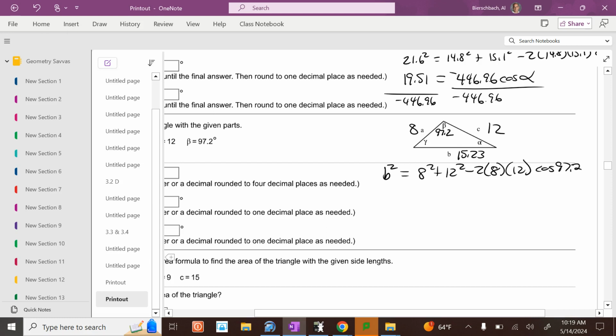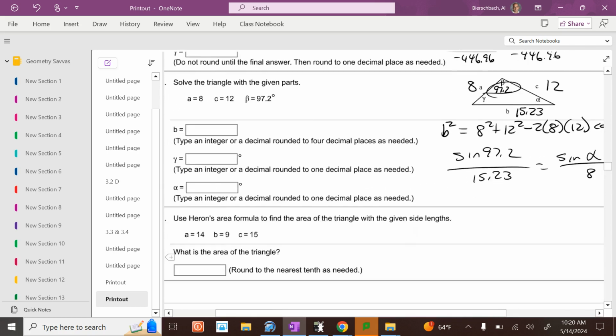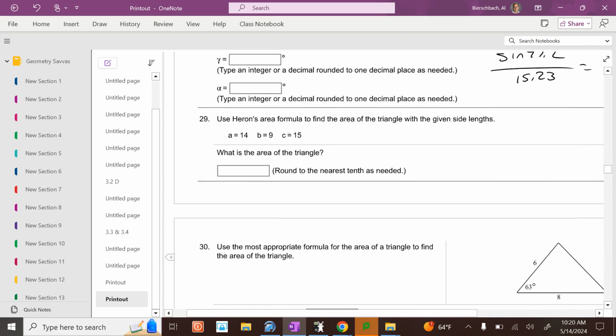Now you know that had to be bigger than 12 because this is an obtuse angle. Okay? So it has to be bigger than the remaining biggest side. Then you do law of sines to figure out the other two. So you go sine of 97.2 over 15.23 equals sine of alpha over 8. Cross multiply, solve, and figure the other ones out. Good enough.